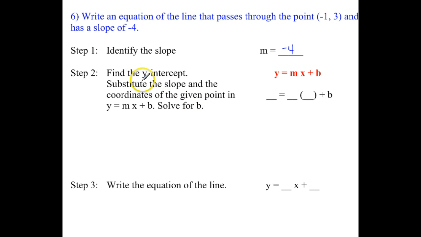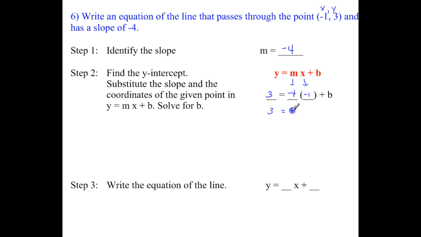Now we're going to find the y-intercept. We're going to substitute the slope into our equation, and we're going to take the point that we've been given, the x and the y, and plug them into the equation. So my x was a -1, and my y was a 3, so I'm going to plug them in. Now I'm simply going to solve for b.